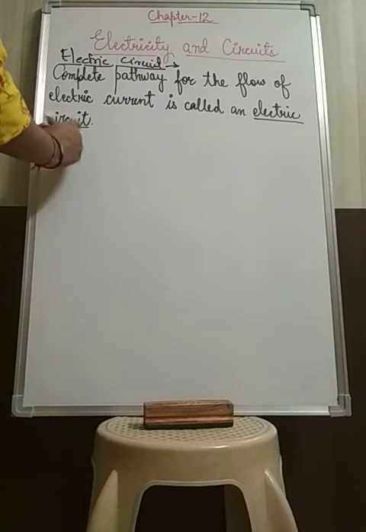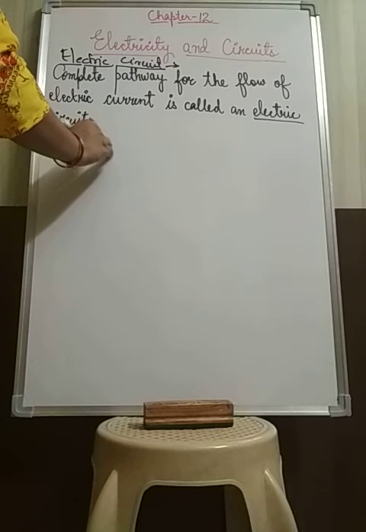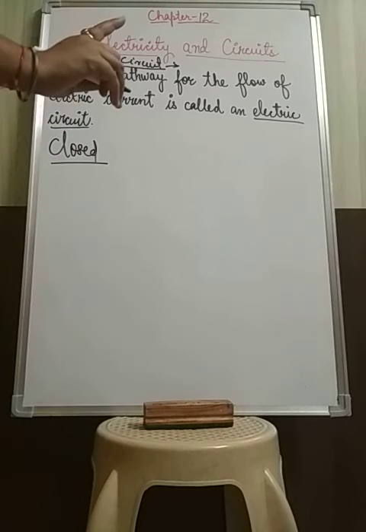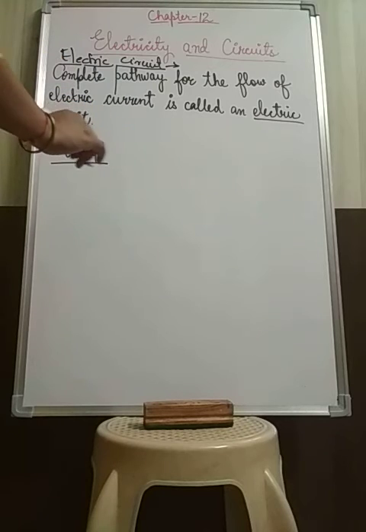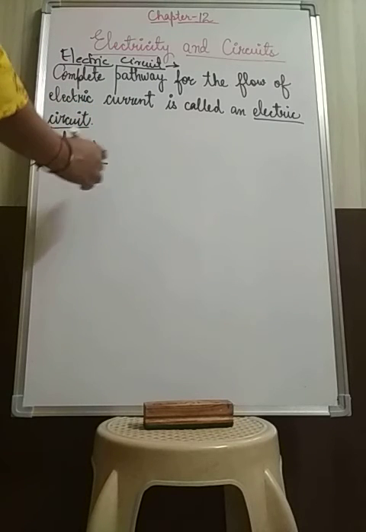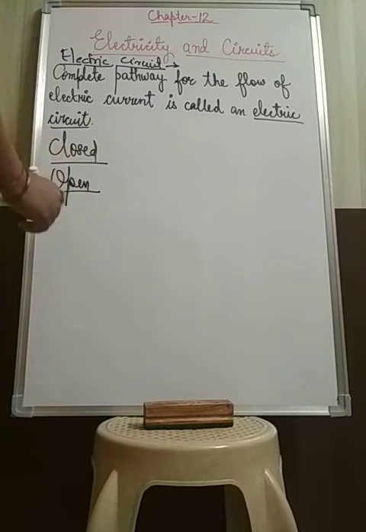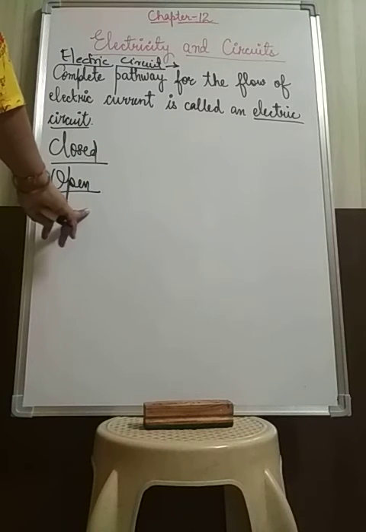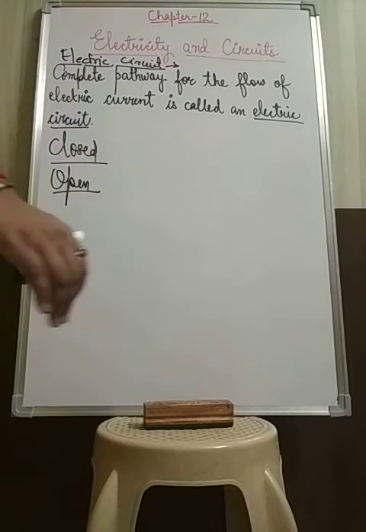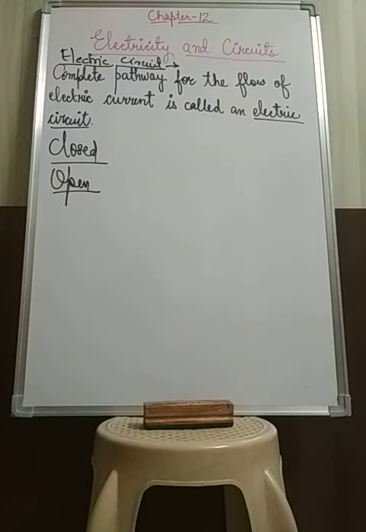is called a closed circuit. What is a closed circuit? One in which there is no break. Whereas the circuit in which there is a break is known as an open circuit. In the open circuit, the bulb will not glow, whereas in the closed circuit, the bulb can easily glow.